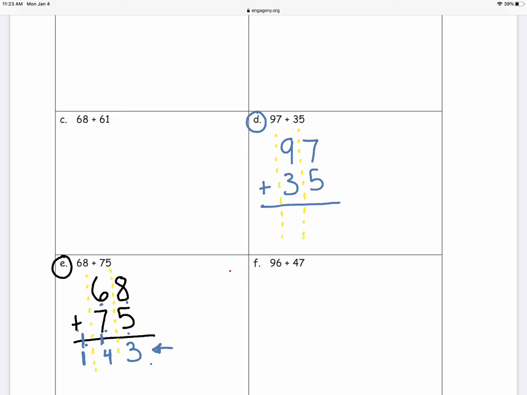All right, and now we are going to add. We always start with our 1s. So what is 7 plus 5? Take a second to figure that out. 7 plus 5 is 12. Okay, 12 is too big to squeeze in here. 12 needs to be split up. So I'm going to take the 10 and I'm going to move it over to my 10s. It still says 12. It's now just split up.